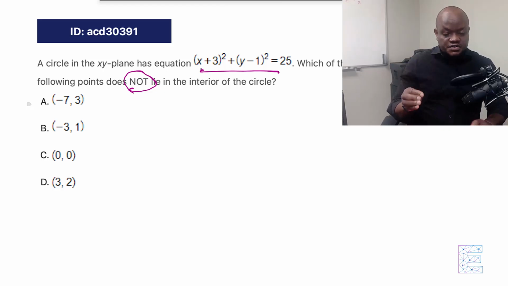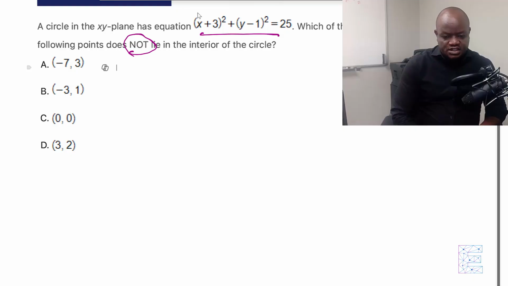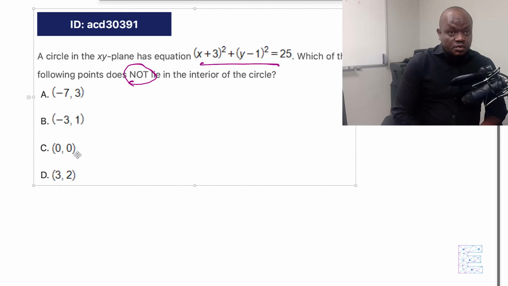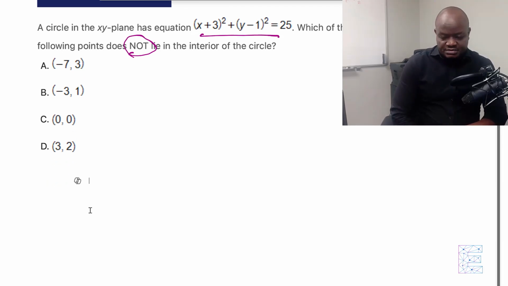I think the quickest way to do this question is using Desmos, which I've already done. I would plug in this equation in Desmos, and then I would enter these points, several of the options, in Desmos as well. So let me show you what that means.